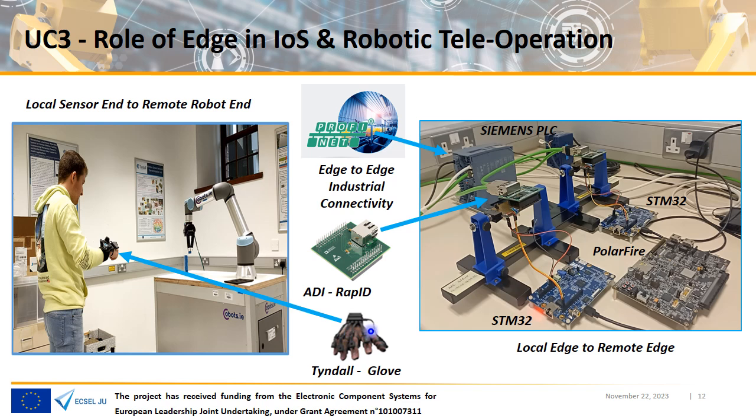And here you could think of Owen being located in, for example, London, and the robot could be located in Germany. So that would typically be a scenario that we have simulated in our lab. So the local sensor end to the remote robot end.